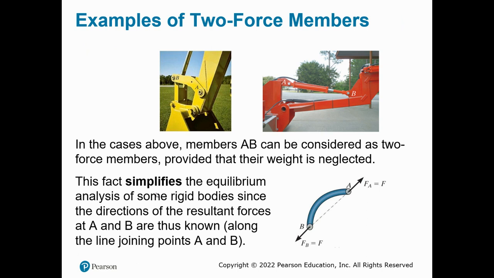Member AB can be considered a two force member provided that its weight is neglected. This fact simplifies the equilibrium analysis of some rigid bodies, since the direction of the resultant forces at A and B is known, and it's along the line joining point A and B.